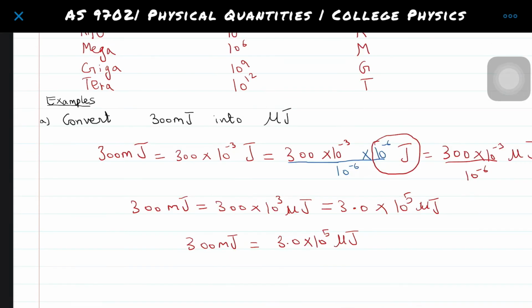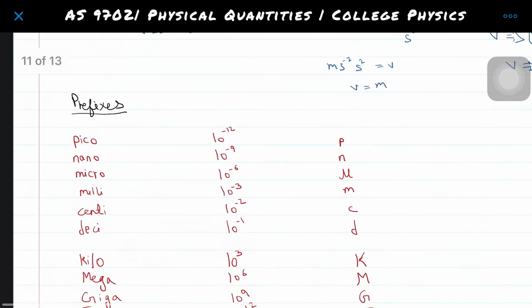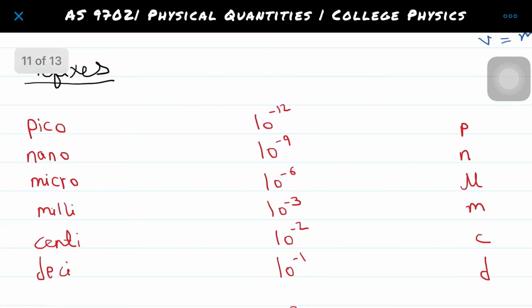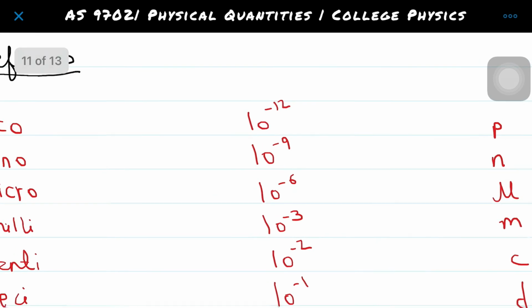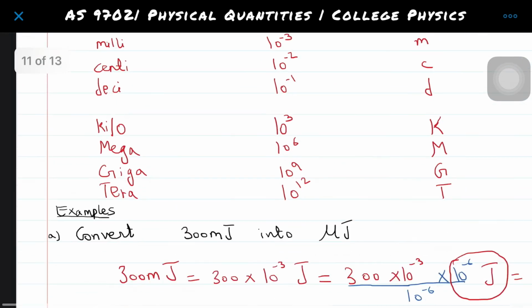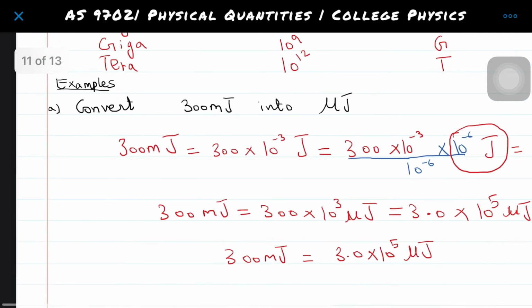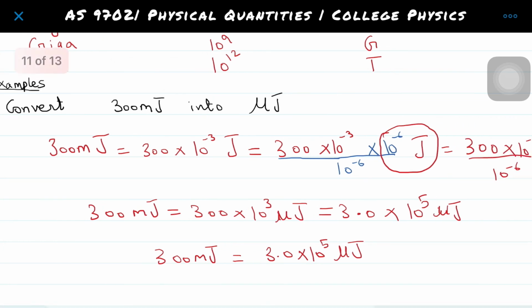And so it says convert 300 millijoules into microjoules. How do we know that it is milli? Because earlier we learned that the small m is basically representing milli, and the U-like symbol is representing micro, right? So when we are converting 300 millijoules into microjoules, we'll basically write 300 millijoules.